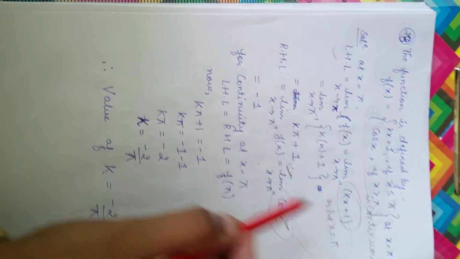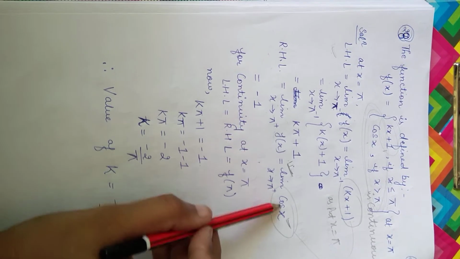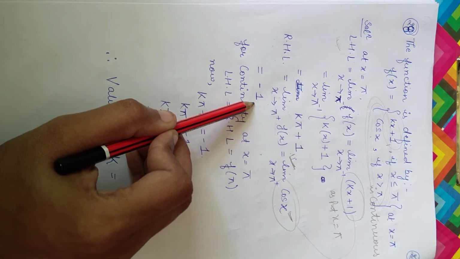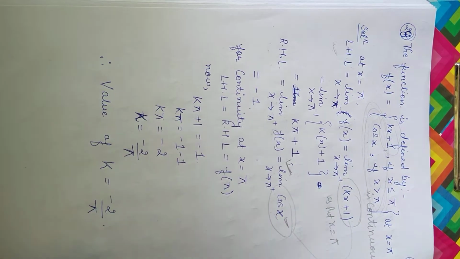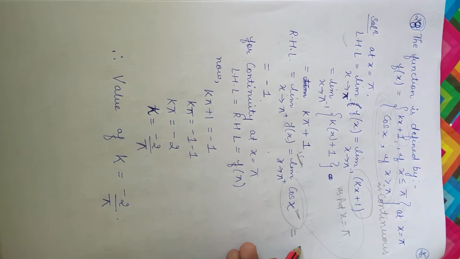Clear? So after solving this, I have come to know that the value of this function will come minus 1. How will it come? Because when I put the value of pi here, what will I get?